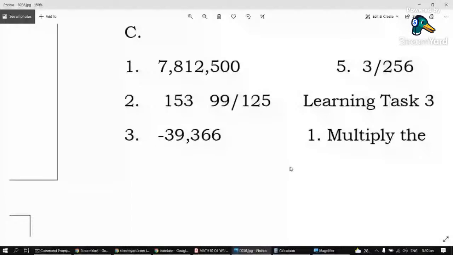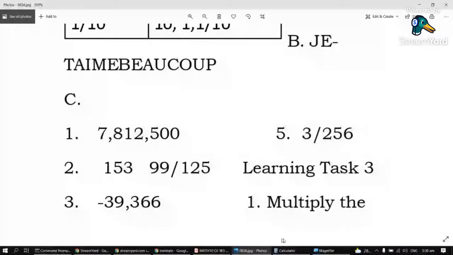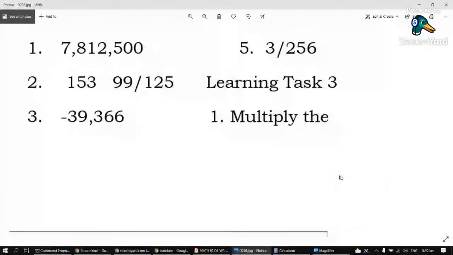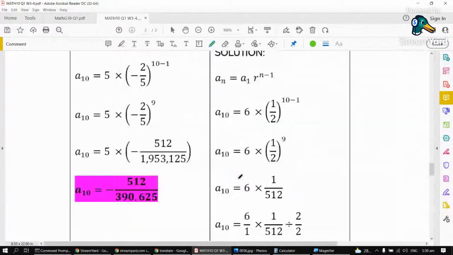Tingnan natin ang answer key. Wala siyang nilagay na answer key. Number 4. So, hindi yata niya alam ang sagot sa number 4. But, yan ang sagot sa number 4. Negative 512,390,625.